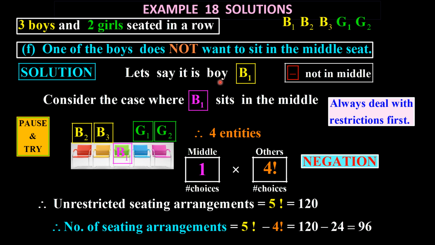See, there we have a negation. So we say does not want to sit, so we consider the case where the person is sitting. And then we can see there's 4 that must be arranged, so that's a 4 there, right? And then once we have that, we just find the unrestricted seating arrangement. And that's just how 5 of them can sit. And then we find the difference between the 2. And that will be the number of seating arrangements where in this case the boy will not sit in the middle seat.